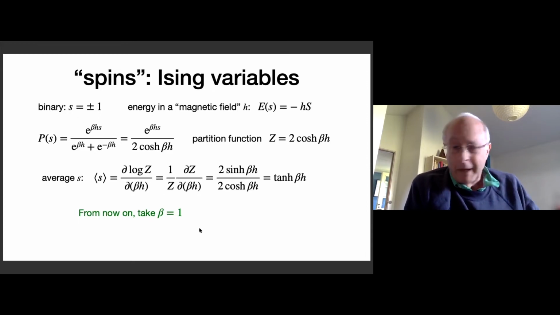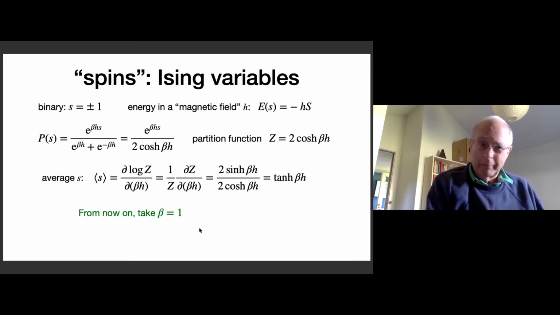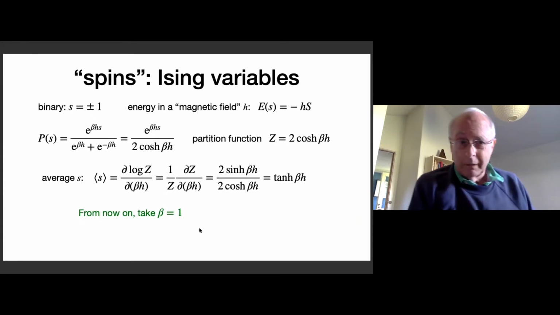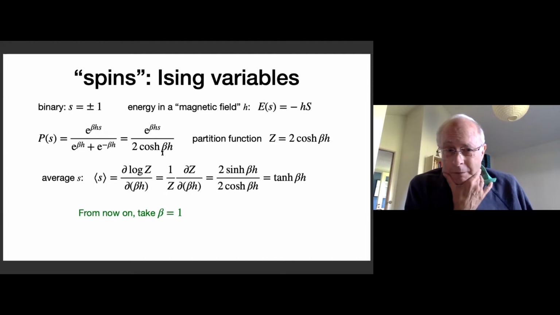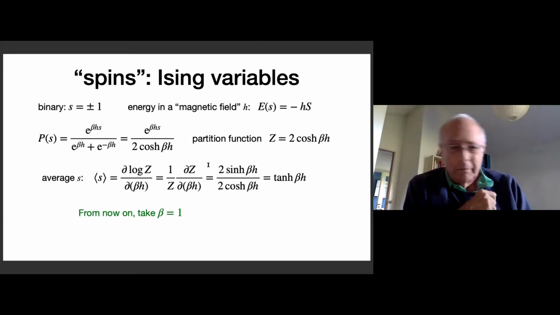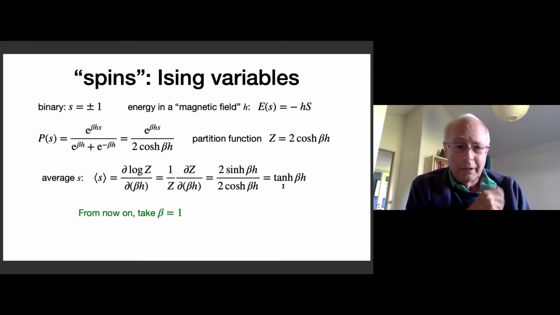So then P of S, the probability that S is some value, is e to the beta H S divided by the normalizing thing, which is the sum, that factor if S is 1 plus what it is if S is minus 1. So it's e to the beta H S over twice the hyperbolic cosine, if you remember the definition of the hyperbolic cosine. So that thing in the denominator, that's the partition function. And we can get, for example, the average S by differentiating log Z with respect to beta H, because that's 1 over Z times the derivative. The derivative of the hyperbolic cosine is the hyperbolic sine, and the ratio is the hyperbolic tangent.